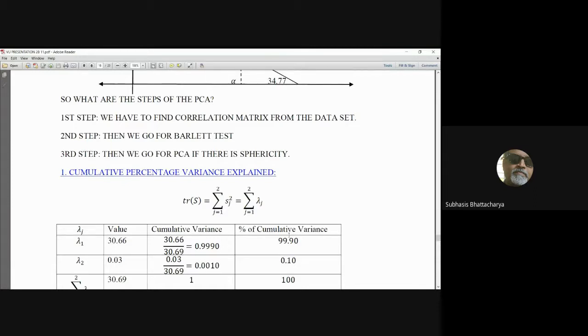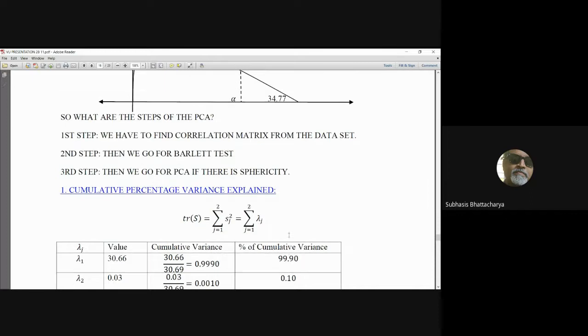We have to find the correlation matrix from the data set. It is very easy to get the correlation matrix. You do not require SPSS. You have Excel and you just calculate the variances and the covariances of all variables. Then you can consider the correlation matrix. And then second, go to the Bartlett test. And what is the Bartlett test? I'm coming to that.